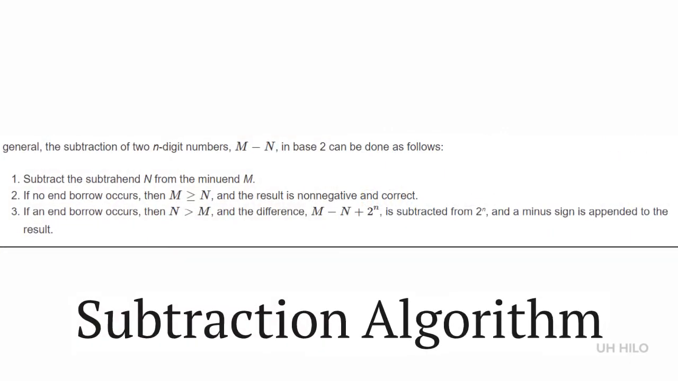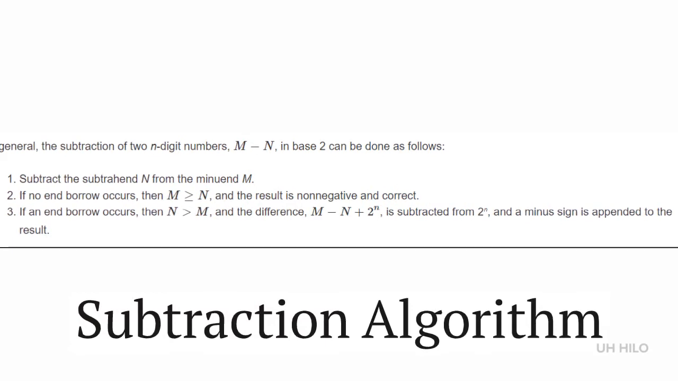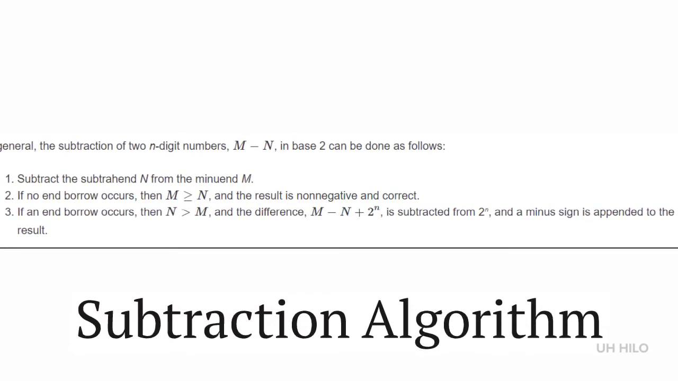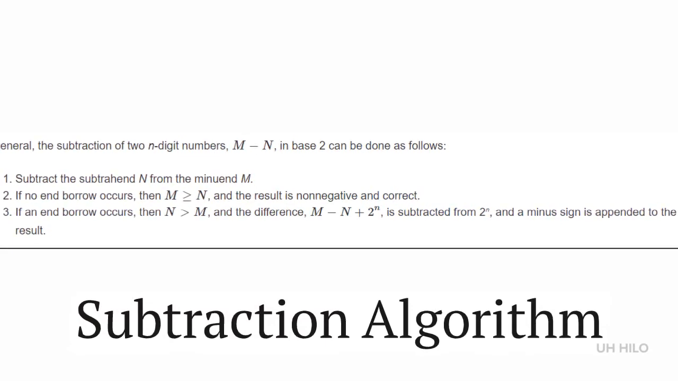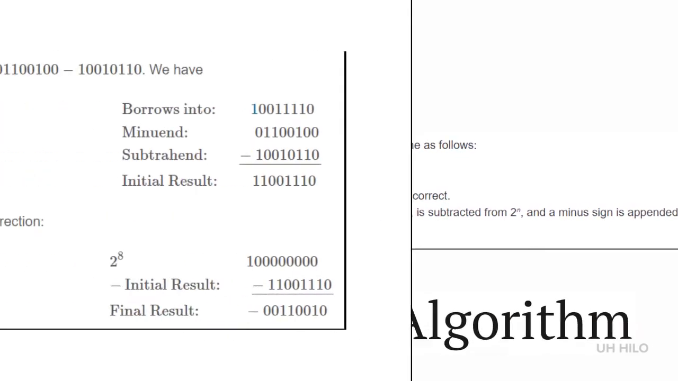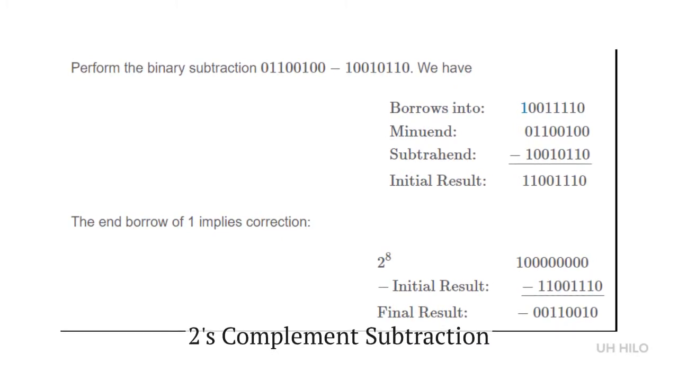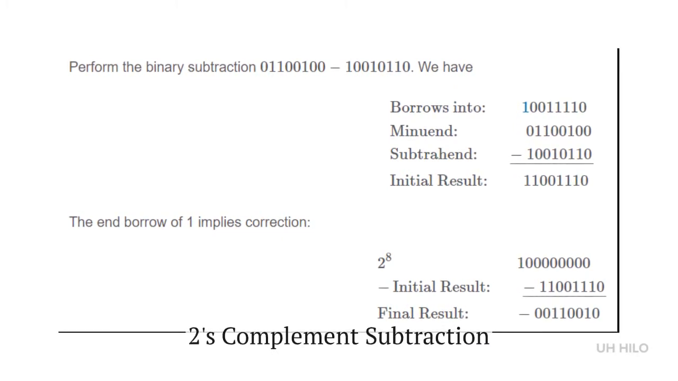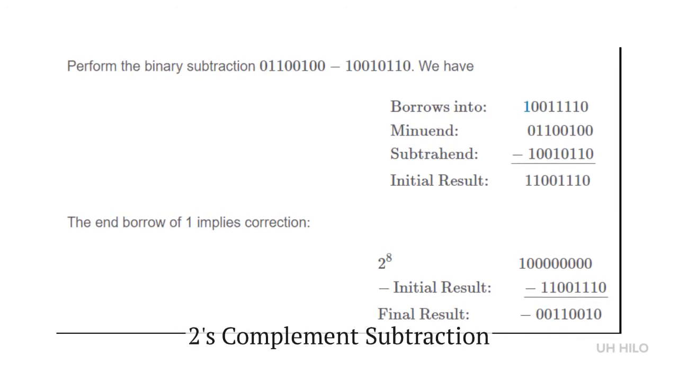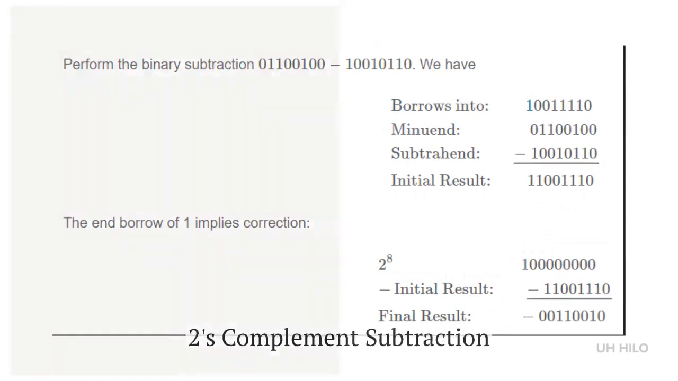The image on this slide shows the subtraction algorithm. Subtraction of a binary number from 2 to the n to obtain an n-digit result is called taking the 2's complement of the number. So in step 3, we're taking the 2's complement of the difference. Here, we can see the algorithm at work. We have a borrow of 1, which necessitates a correction of subtracting the initial result from 2 raised to the 8th to get the final result, which turns out to be negative.